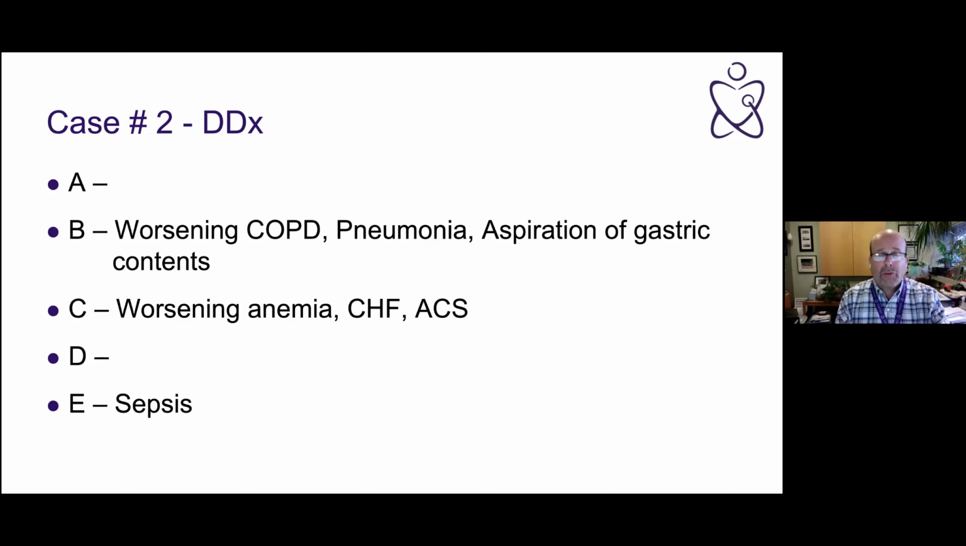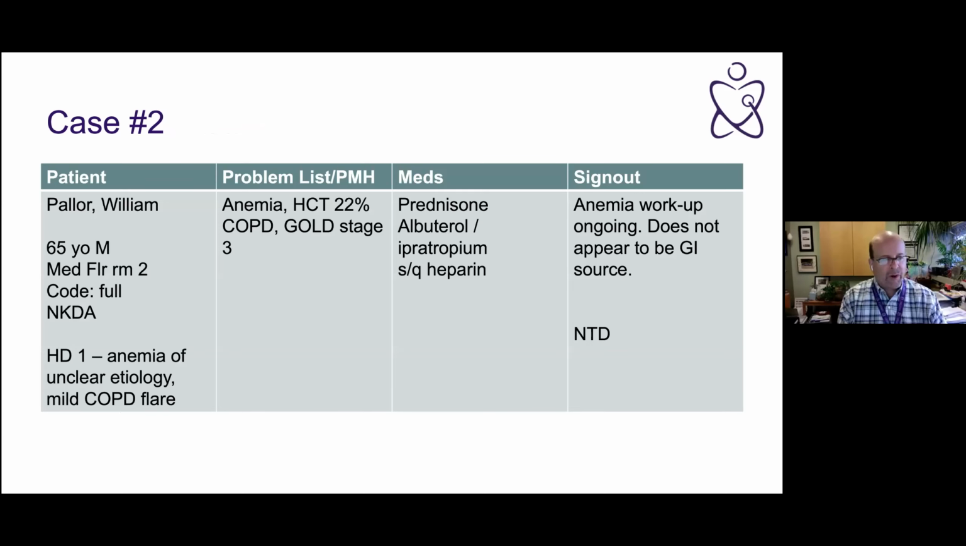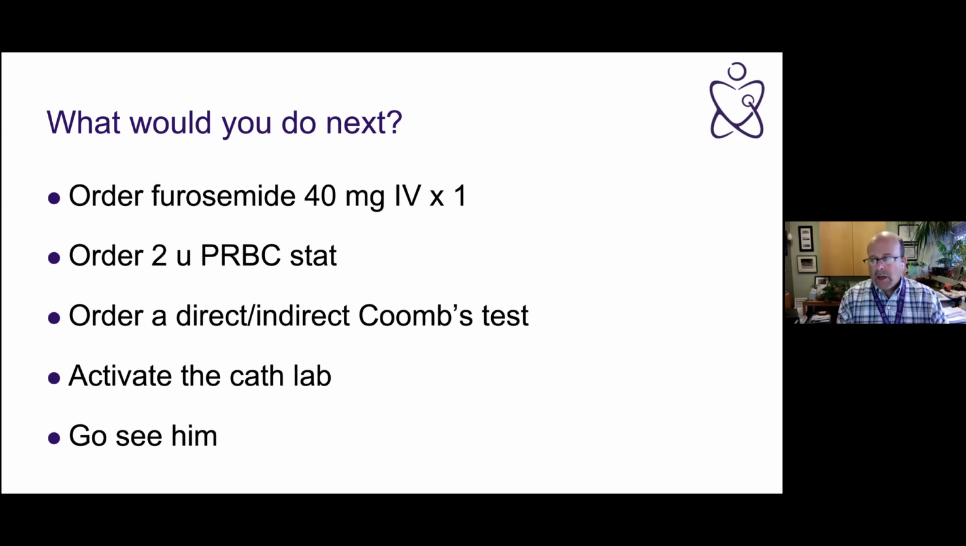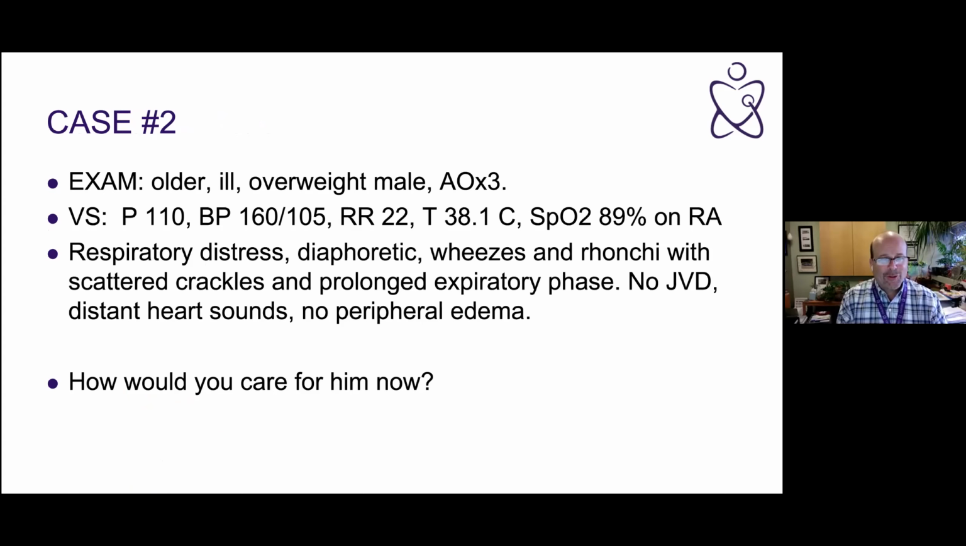So when you go through your dyspnea survey: does he have worsening COPD? Does he have pneumonia? Did he aspirate? Is his anemia getting worse? Does he have heart failure, ACS, sepsis? These are some of the things that pop up. So, what would you do next? Order Lasix, 2 units of red blood cells, order a Coombs test, activate the cath lab? No, you're going to go see him. It's the same right answer to the earlier question.